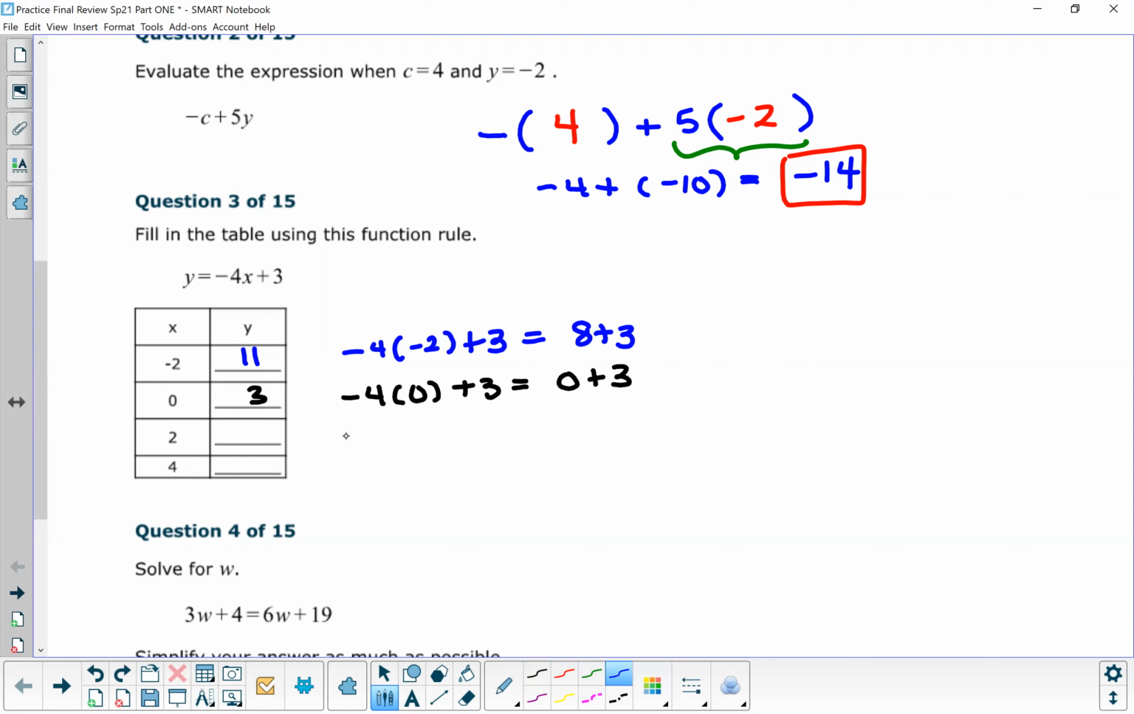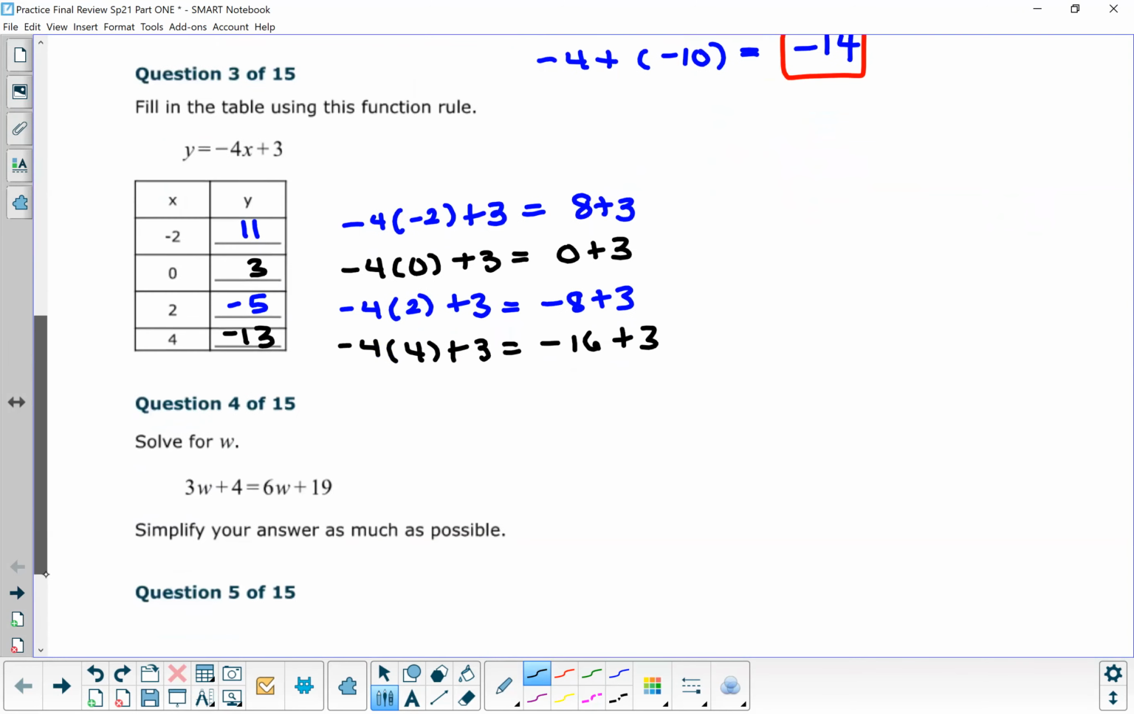Now for 2, -4 parentheses 2 plus 3. So that gives us -8 plus 3. Opposite sign subtract, keep the sign of the bigger number. So we have -5. And then -4 parentheses 4 plus 3. So that gives us -16 plus 3. Again, opposite sign subtract. Keep the sign of the bigger number. So we have -13.